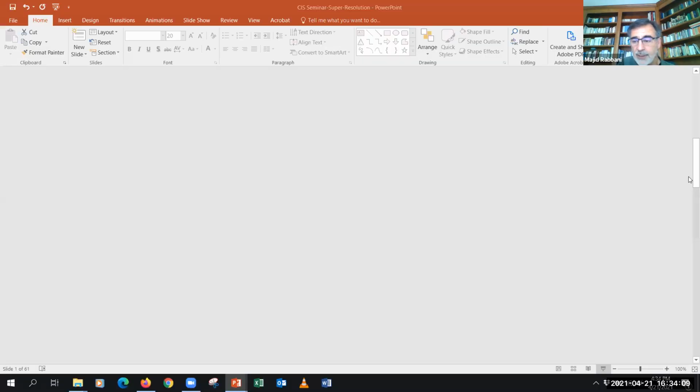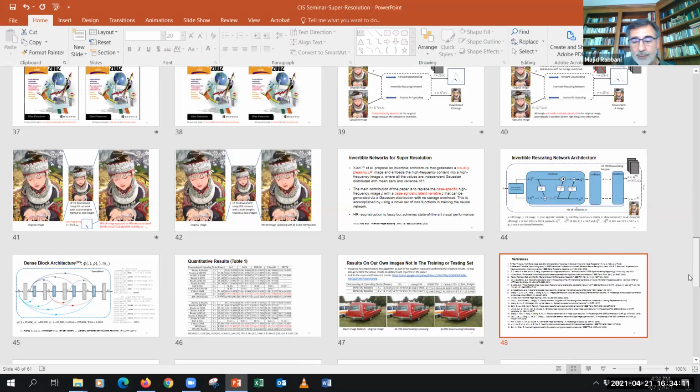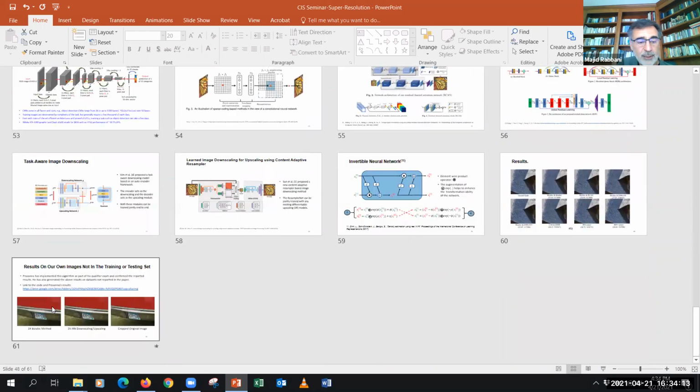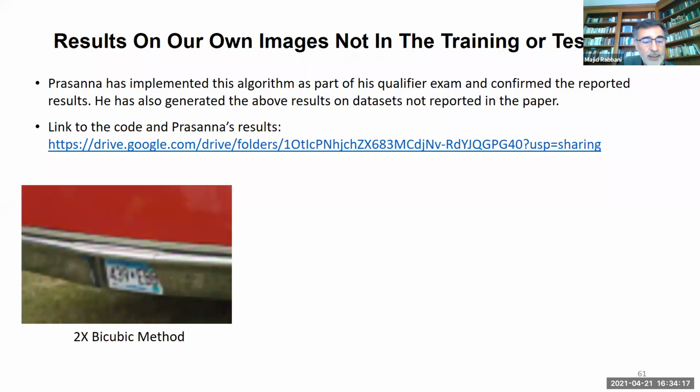Actually, let me show you this. I think this would be even more interesting because this is an image that is not only not in the training set, but was not even in the data set that the authors reported, okay?